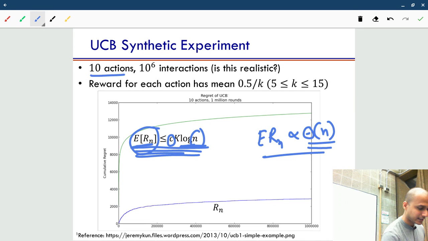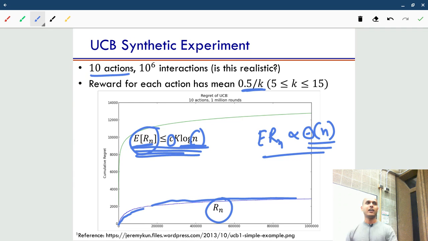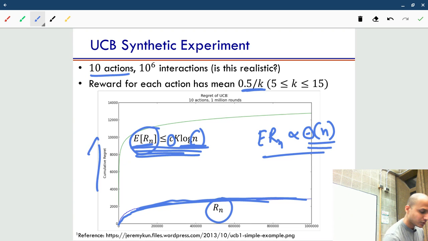In this experiment, there are 10 actions or 10 different websites, and these are the mean rewards, 0.5 by k. A very simple synthetic experiment. And the regret is actually here. The cumulative regret adds up all the bad things, the difference between what I'm doing and the best thing I could do. I'm plotting it here, and you can see that regret tapers off. It's not linear. For example, it's like a log function or a square root function. In fact, it should be a log function, though it doesn't have to be. It's something which is going down.